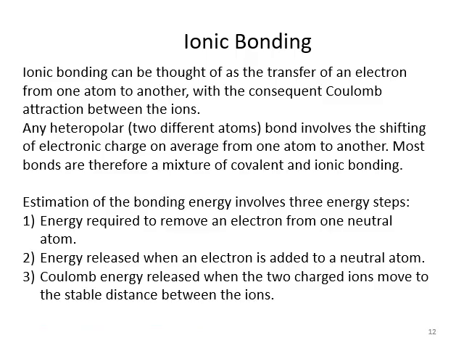The next type of bonding is called ionic bonding. Ionic bonding is the transfer of an electron from one atom to another, and then the consequent Coulomb attraction. Any system in which we have 2 different atoms is going to involve shifting of electronic charge on average from one atom to the other. But on average, it might not be the entire electron charge.